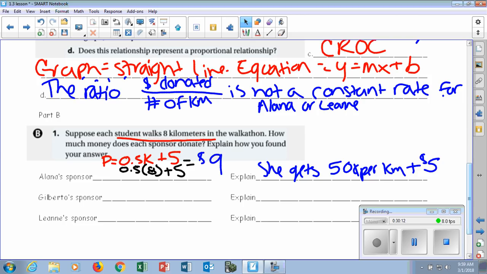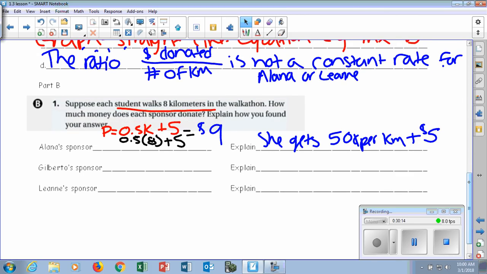So let's try to get through Gilberto. Let's see if we can get through one more. Same with Gilberto. It says each student walks 8 kilometers. Perfect. We know my distance. So Ashley, what is my equation that we created for Gilberto? P equals what? P equals 2K.